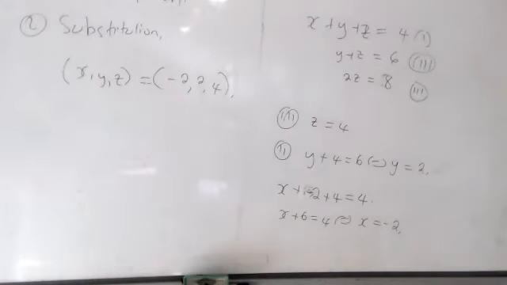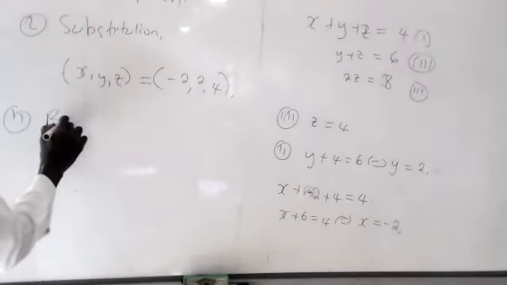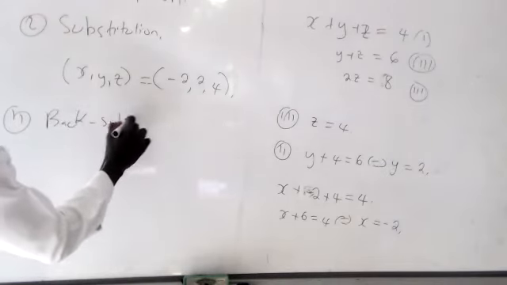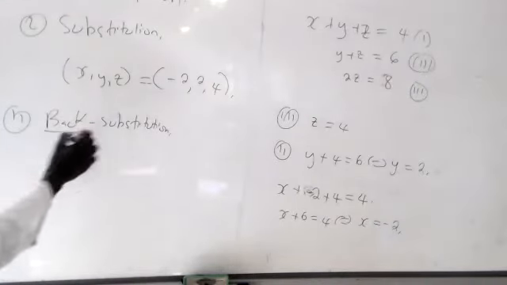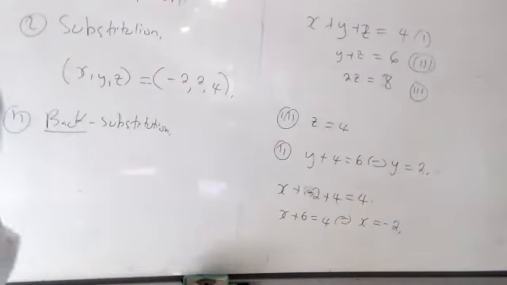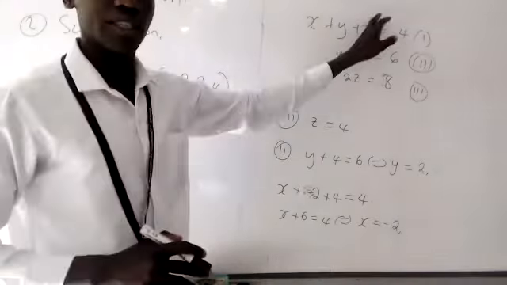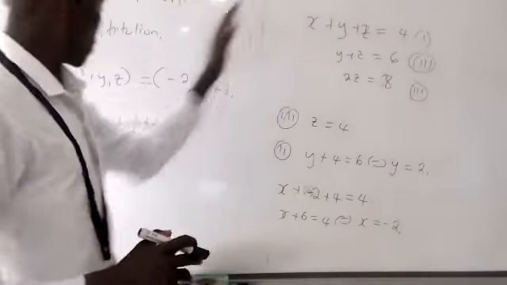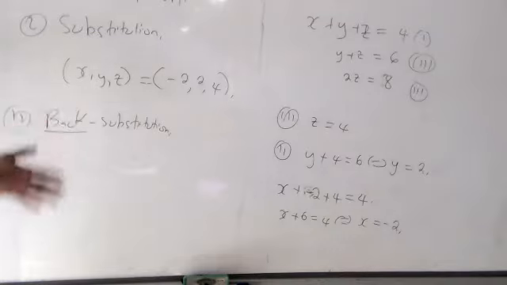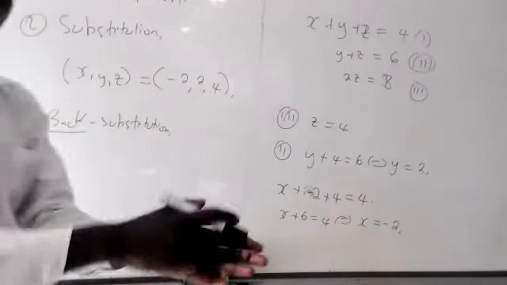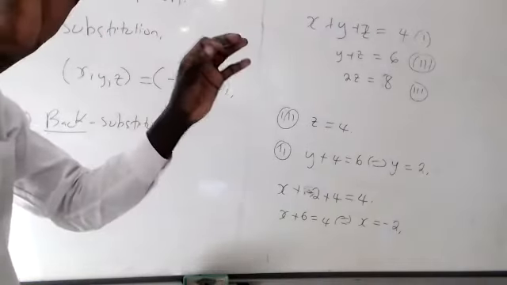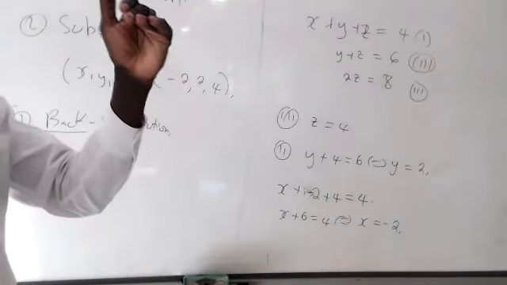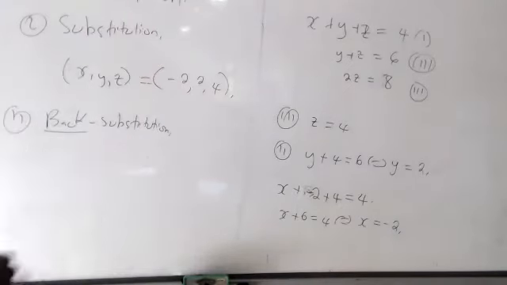This method we have just used is called back substitution. We are calling it back substitution because you find the values of the unknowns starting with the last, going backwards to the first. That is why the name back substitution. But it is simply substitution. So you get one value, substitute in the second equation, find the second value, substitute the first two values you found in the last equation, and find the value of the third unknown.